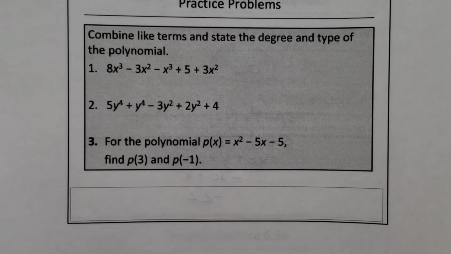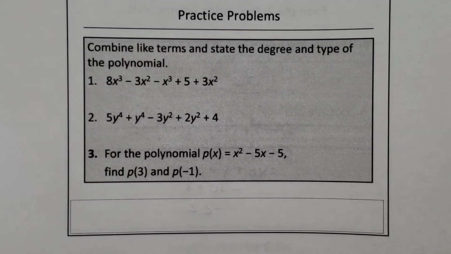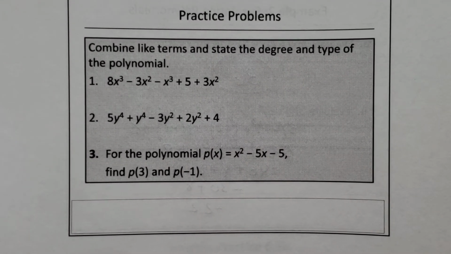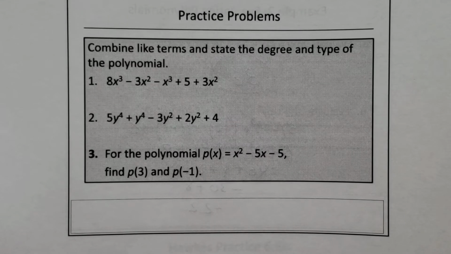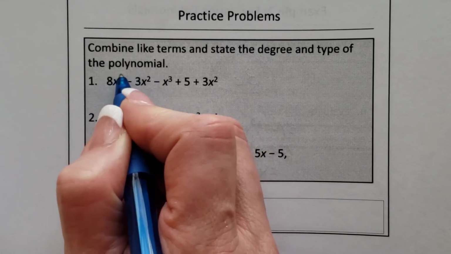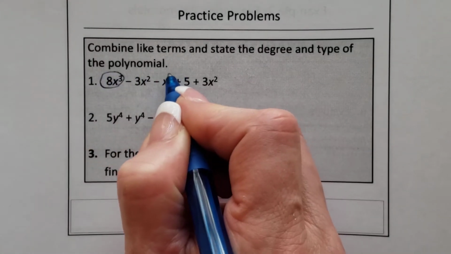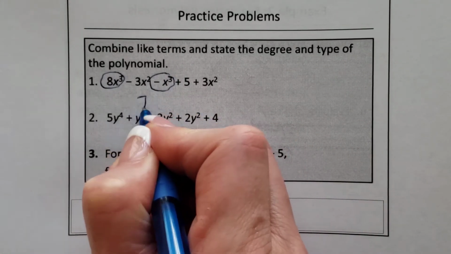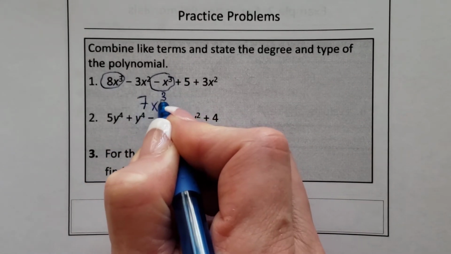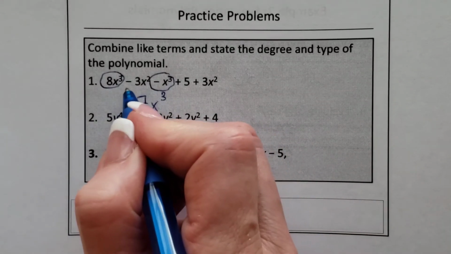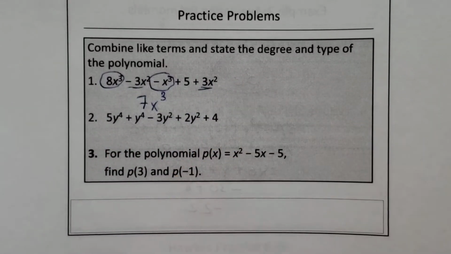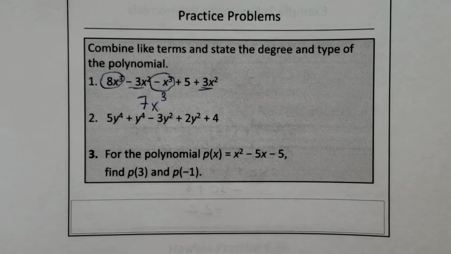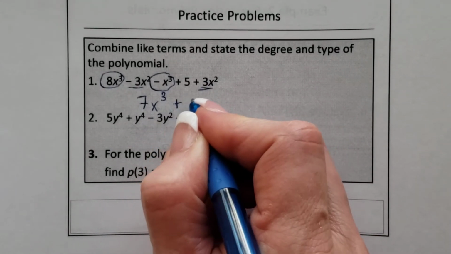All right, so here on our practice problems, it says that we're going to combine like terms, state the degree, and the type of polynomial. So you're going to start with your biggest exponent. So my biggest exponent is 3. So I have 8x to the third minus 1x to the third. So 8 minus 1 is 7, x to the third. I have a couple of x squares. -3x squared plus 3x squared is 0. Those are gone. And then I have plus 5.